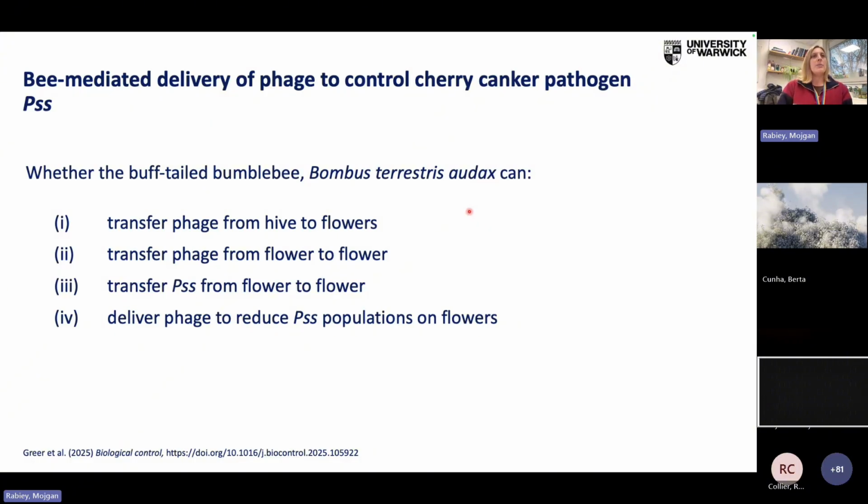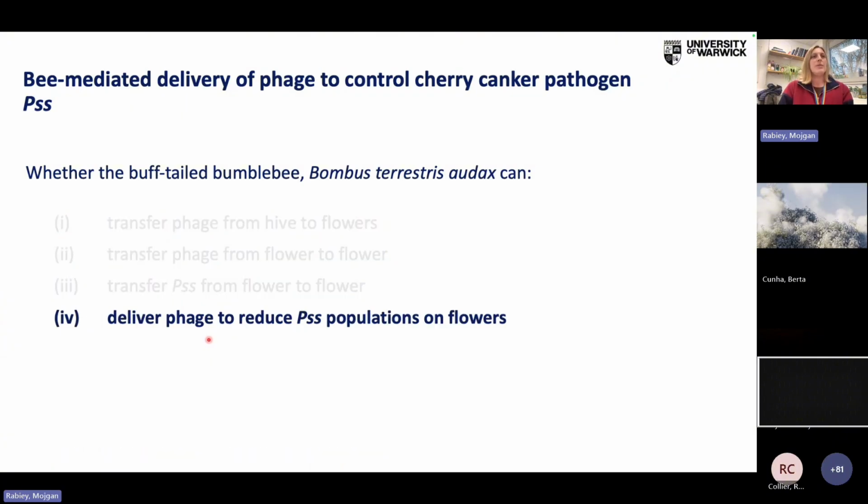And we published our findings for these research questions recently in Biological Control. So if anyone's interested in the detail, the link's at the bottom of the page. But for today, for the interest of time, I'm just going to focus on the last research question, which is, does bee-delivered phage reduce bacterial populations in cherry flowers?